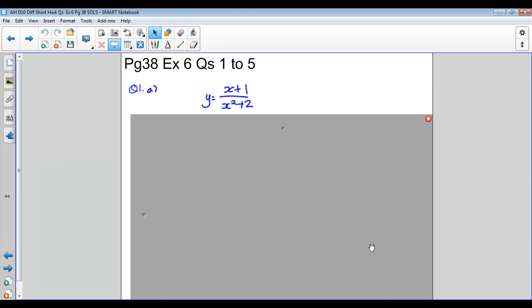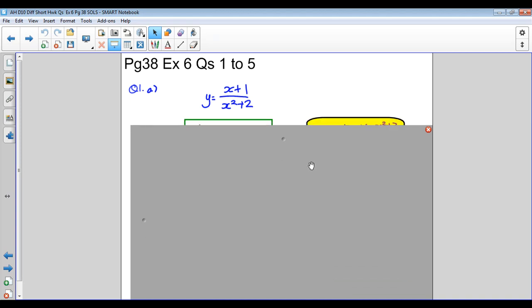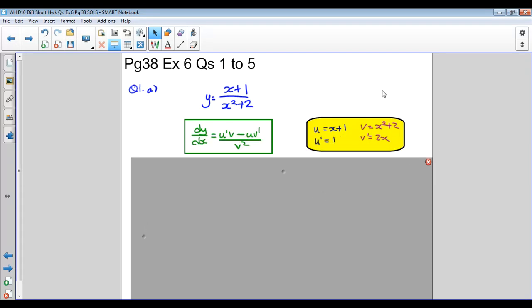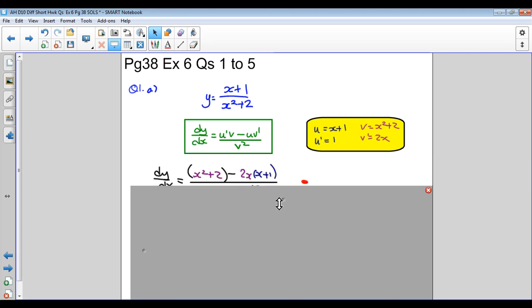Did you identify that? Your u is x plus 1, your v is x squared plus 2. So you're going to use u dash v minus uv dash over v squared. You don't get any marks at this point. Your derivative for u is 1 and your derivative for v is 2x, still no marks. Your first mark is u dash v minus uv dash, so it's x squared plus 2 minus the 2x times the x plus 1, 1 mark.